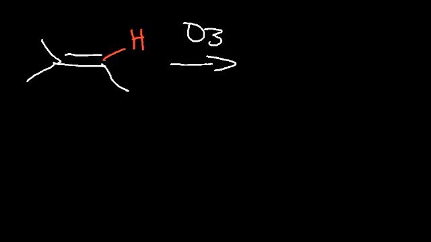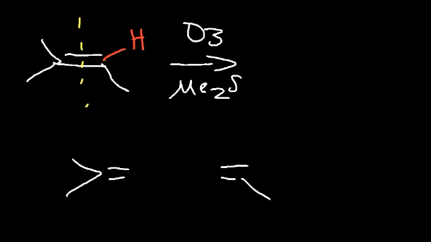Now let's say if we have an alkene, what's going to happen if we add ozone with dimethyl sulfide? Now this is the ozonolysis reaction where the alkene will cleave, and on both sides we can add an oxygen. So on the left we have a ketone, on the right we have an aldehyde. So that's how you can make a ketone and an aldehyde from an alkene, is by using ozone.